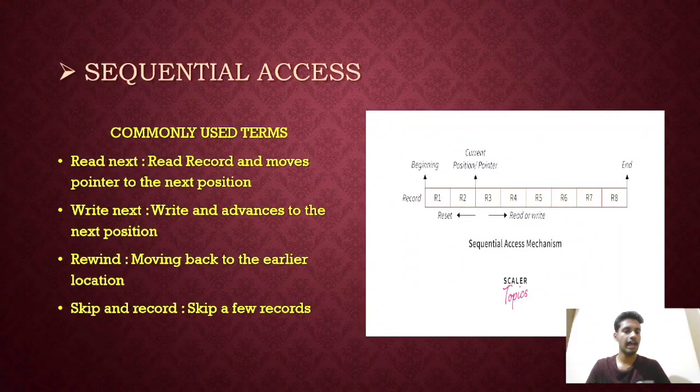Sequential access uses a lot of common terms. These are the terms commonly used in the case of sequential access: read next, which reads a record and moves the pointer to the next position; write next, which writes and advances to the next position; rewind, moving back to the earlier location; and skip, which skips a few records and moves to the particular record we want.